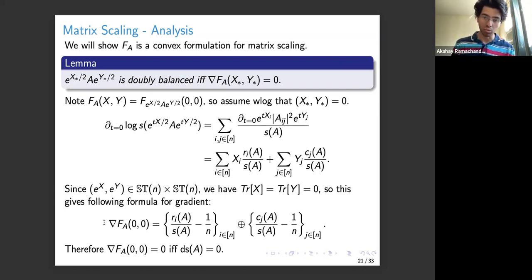So in fact, you can write this according to the gradient as the inner product of x with this gradient, which is the difference between the row sums and the uniform vector, and the column sums and the uniform vector, right? So by this formulation, the gradient is 0 exactly when the matrix is doubly balanced, right? Exactly when these vectors are 0. So any critical point, a gradient 0, happens only when the matrix is doubly balanced.